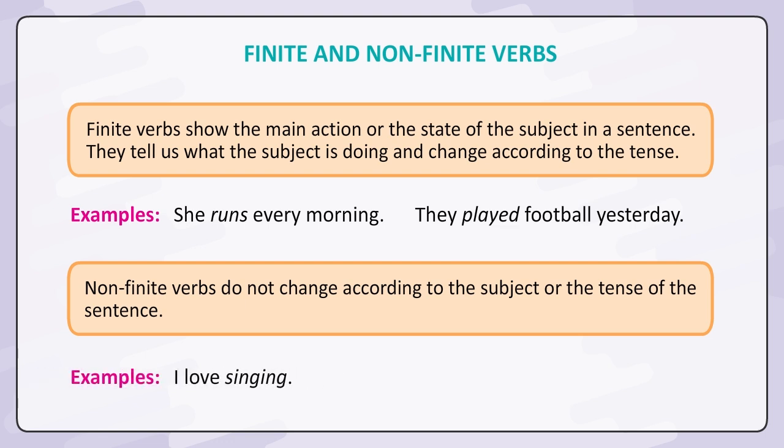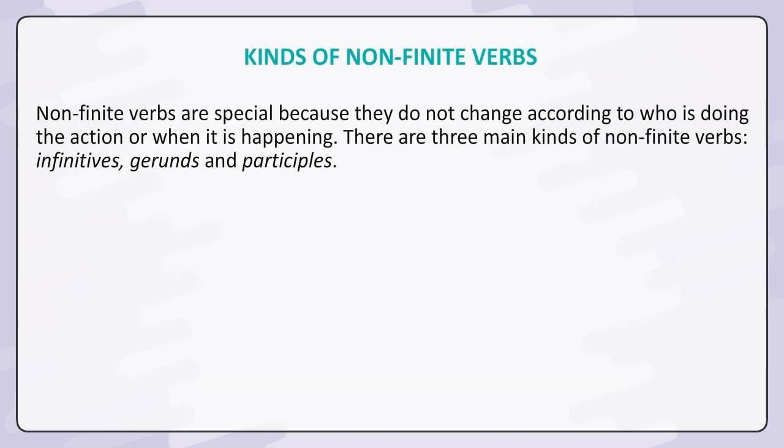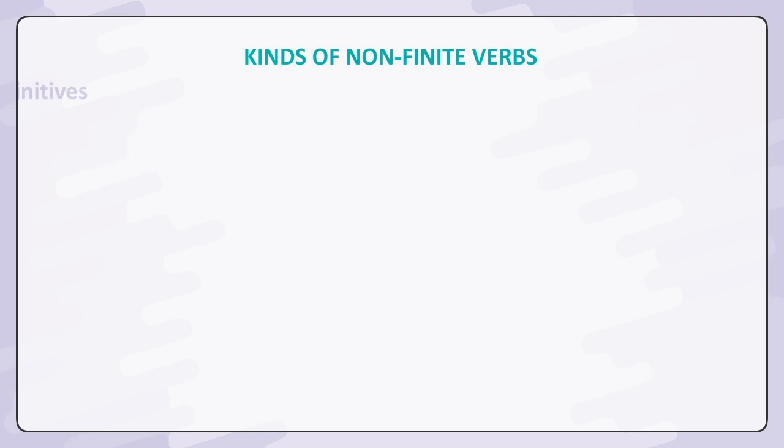Examples: I love singing. They were to bring the disc yesterday. Kinds of non-finite verbs. Non-finite verbs are special because they do not change according to who is doing the action or when it is happening. There are three main kinds of non-finite verbs: infinitives, gerunds, and participles.